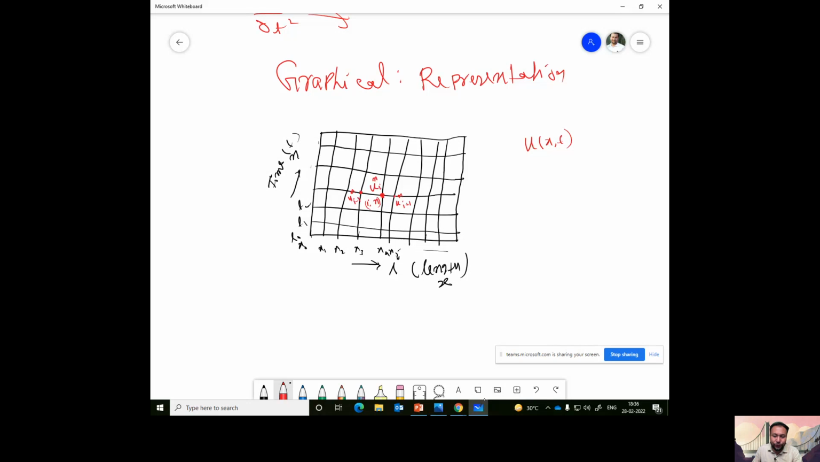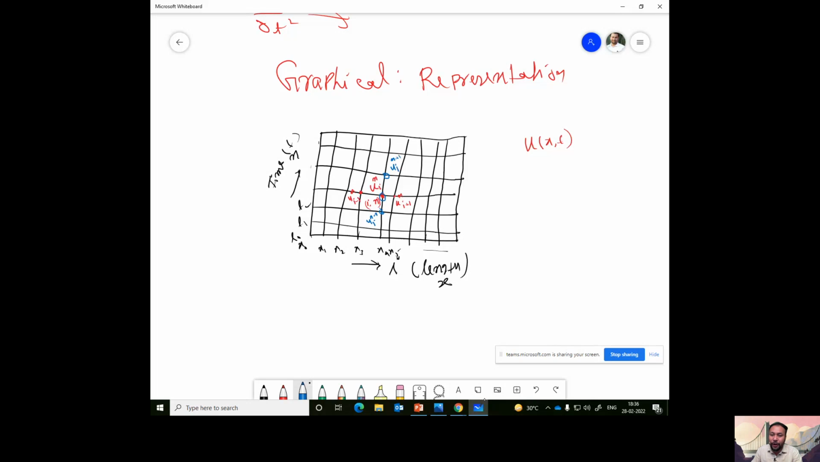Now, if I move to the top, I am not moving left and right. I am moving top to bottom, meaning n plus 1, right? If I move to the bottom, I get u i, n minus 1. So this process is called discretization. We have discretized x into a number of points, and we have discretized t into a number of points.